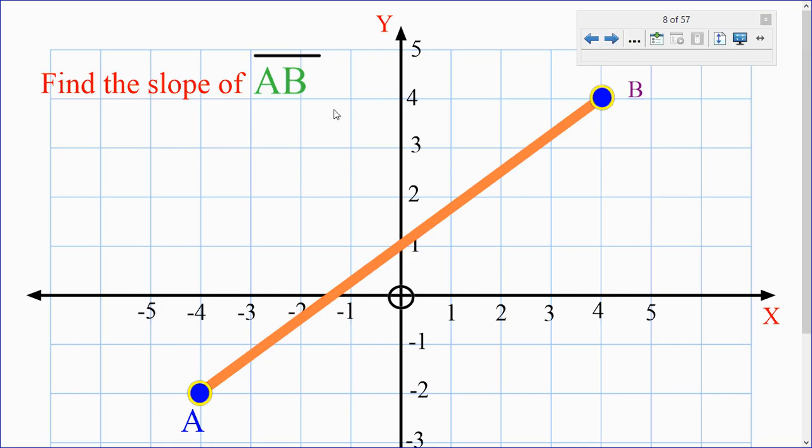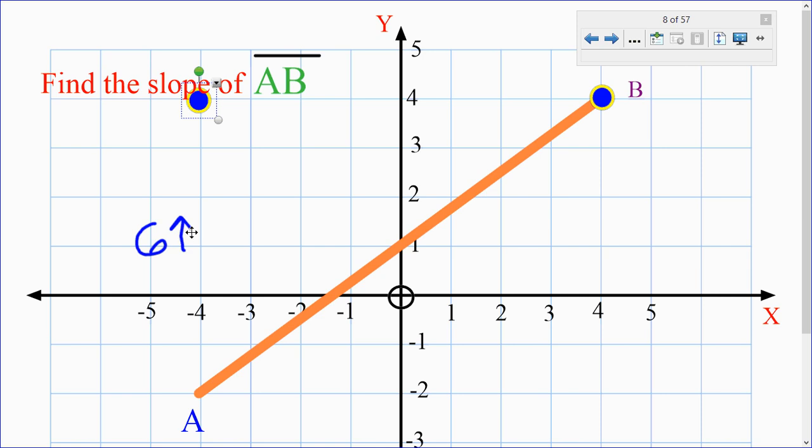So let's find the slope of line segment AB. So A is way down here at this point, and B is at this point. So we want to go up and across. So let's see how many boxes you need to go up. So let's count. So let's grab point A, up 1, 2, 3, 4, 5, 6 points up. So let's make a note of that, we went up 6. So 6 up.